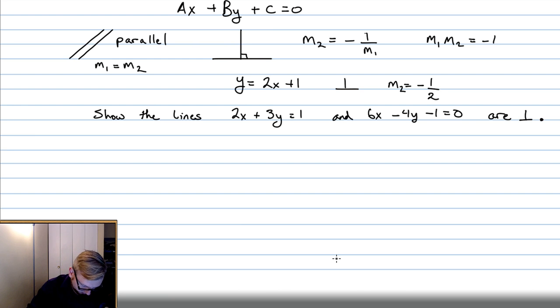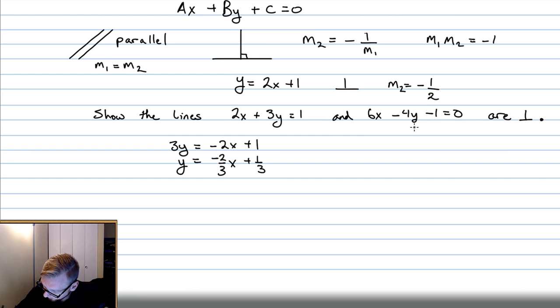Let's solve our equation. So when are they perpendicular? Well, let's rewrite them into slope-intercept form. We've got 3y, and we're going to bring the 2x to the other side. So minus 2x plus 1. So y, if we divide by 3, we've got negative 2 over 3x plus 1 over 3.